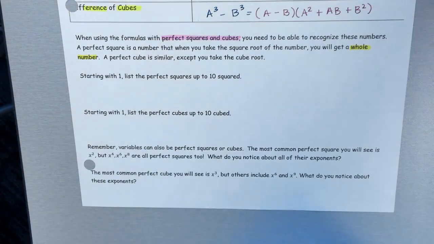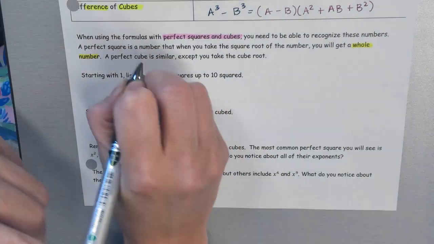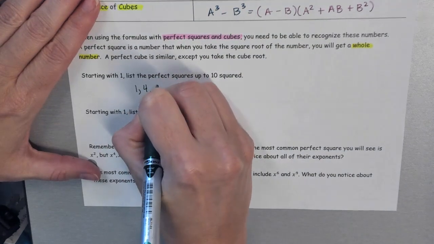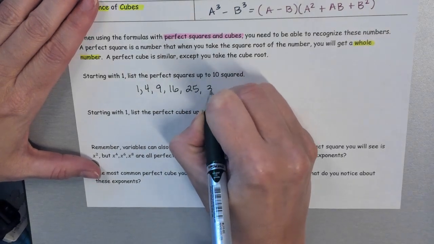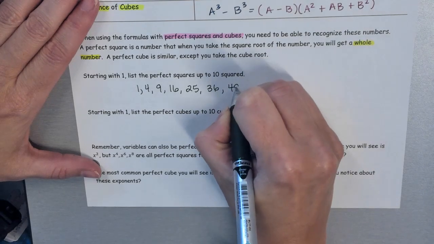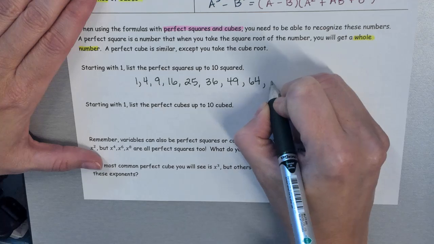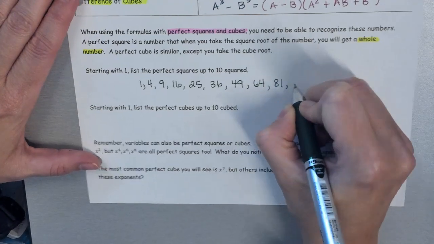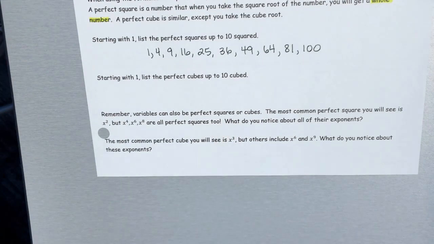Can you guys do that without me, the list? With the perfect squares up to 10 squared? Right, so 1 squared is 1, 2 squared is 4, then what? 9, 16, 25, 36, 49, 64, 9 squared, 10 squared. Yay! All right, now the real fun.